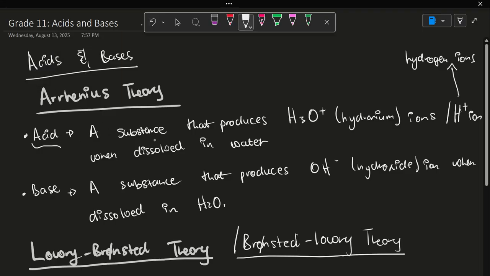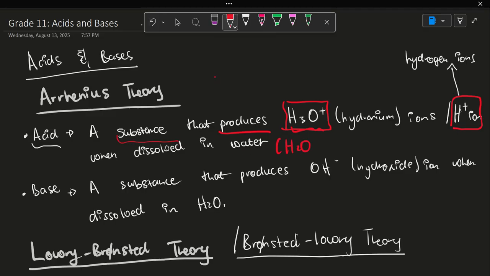Arrhenius said an acid by definition is a substance that produces hydronium ions or hydrogen ions when it is dissolved in water. So you dissolve a substance in water and it gives you hydronium ions or hydrogen ions, which, by the way, are soluble. In essence, every ion is soluble. So an acid is a substance that produces hydronium ions and H+ ions when dissolved in water.